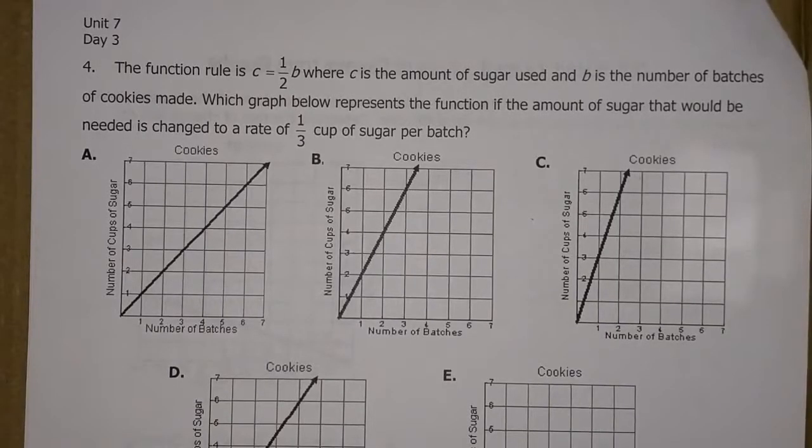Alright, so number 4. The function rule is C equals 1/2 B, where C is the amount of sugar used and B is the number of batches of cookies made. Which graph below represents the function if the amount of sugar that would be needed is changed to 1/3 a cup of sugar per batch?